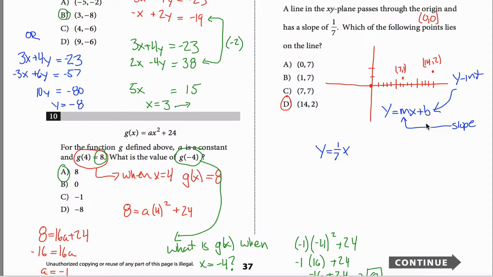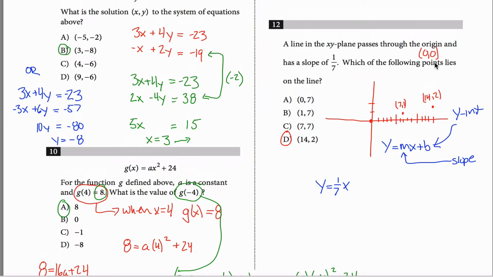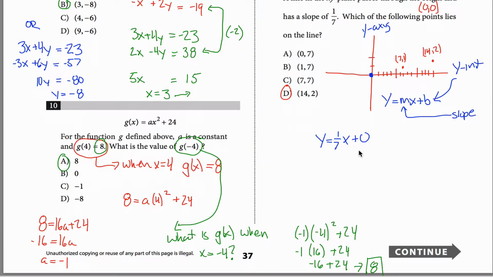Now I need to know what b is. You're like, I don't see any mention of the y-intercept in here. That's true. But if you know that the y-intercept is the height when you cross this y-axis right here, the fact that it goes through the origin tells you that the height is 0 when it goes through your y-axis. So really in this, which is called slope-intercept form of a line, you can write the equation of the line like this, which is really just y equals 1/7 x. And then all you got to do is plug these values in to see which one satisfies this criteria.